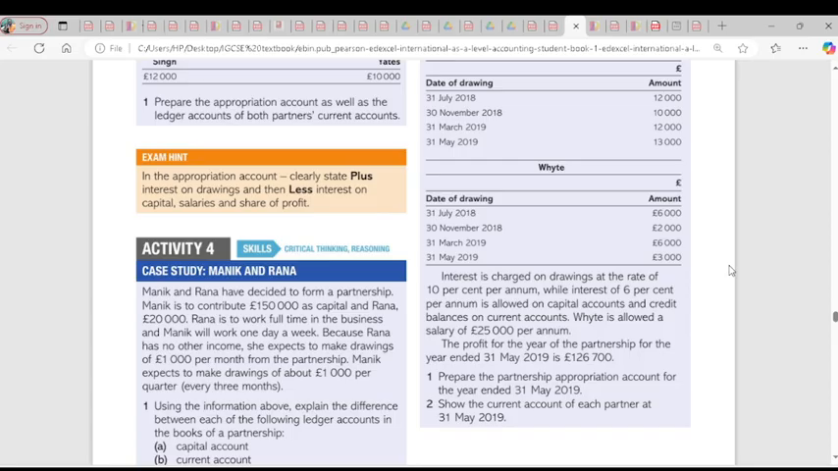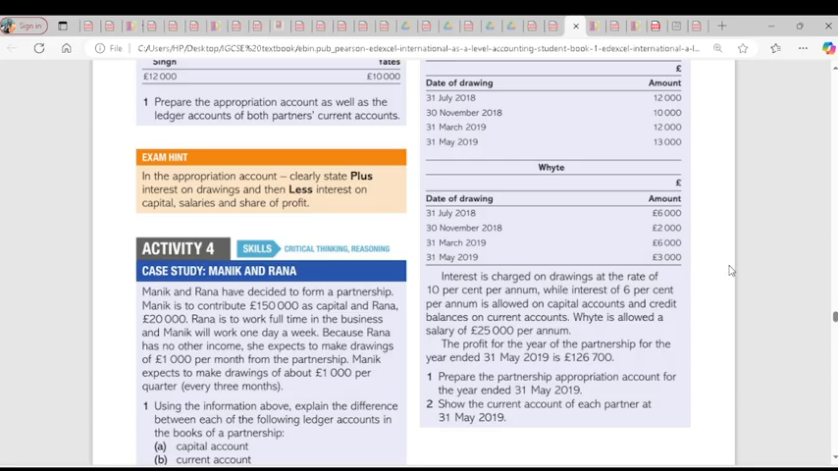So interest on drawings for Tanaka is 1,700. We have it here. For White, 700. You have to add these together, so 1,700 plus 700 gives us our total interest on drawings, which is 2,400. You add it to the profit for the year because it's interest income. So it gives us 129,100.